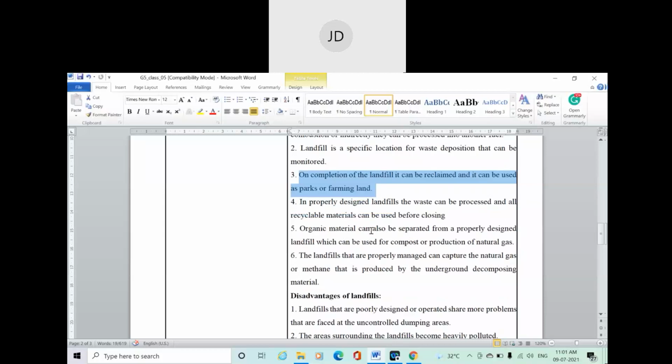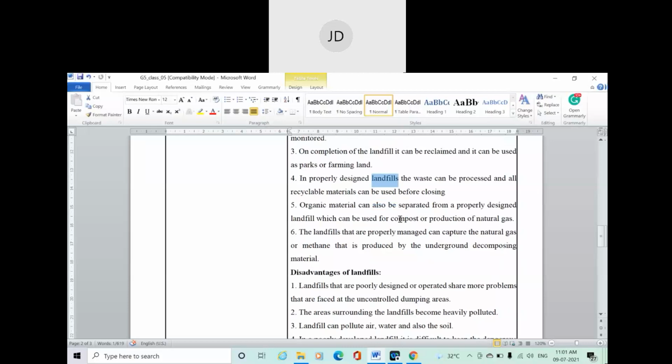In a properly designed landfill, the waste can be processed and all recycling material can be used before closing. I told you the landfill is considered the last option, so before going for landfill, the waste should be tried for recycling. Organic matter can also be separated, which can be used for compost or production of natural gases. Regarding composting, we discussed it in the last class. Composting is done for organic matter. So if waste comes for landfill, try to separate the organic waste and go for composting. Doing that, we can reduce the load of the landfill.